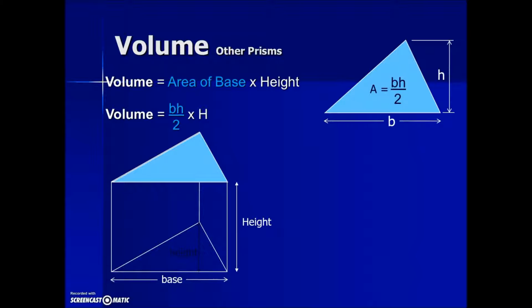And here, to distinguish between the two heights, we'll use a capital H for the height between the two similar bases, and the lowercase h for the height of just the triangular base. Multiplying those two values together will give us the volume of this triangular prism.